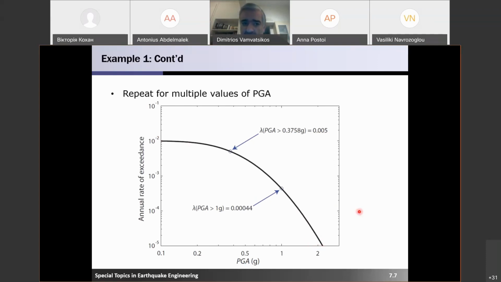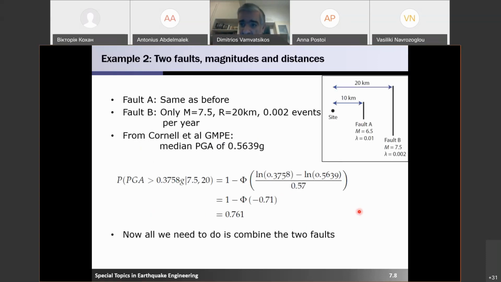Now, that was a very easy, simple example. Let's go check out a slightly more interesting one. Again, it's the same as before. Fault A is the same as before, but we've just added another fault that is 20 kilometers away. But now that's a larger fault, and it can produce a magnitude of 7.5. And of course, that magnitude happens much more rarely.